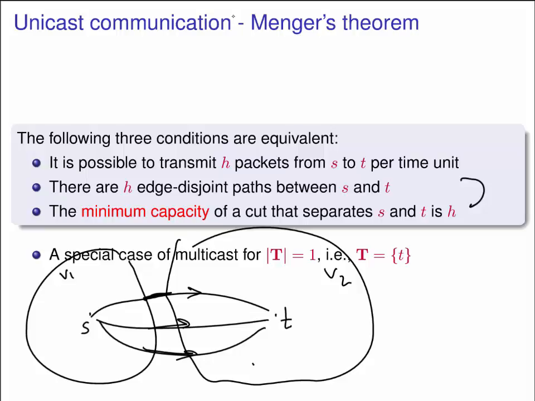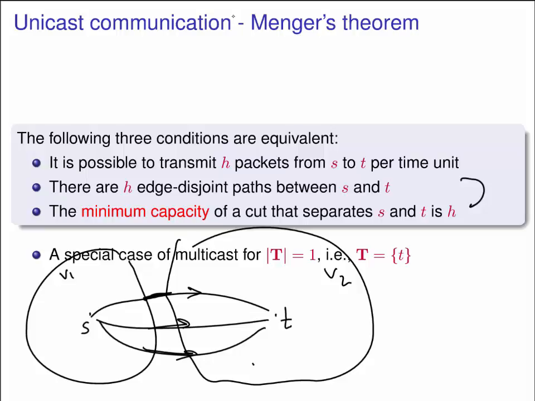So again, going in one direction is pretty obvious. If we have a network, and suppose we have S belongs to V1 and T belongs to V2. So any cut that separates... So the proof of this theorem in one direction is pretty obvious, right? It's easy to show that if we have H disjoint paths that connect S and T, then the minimum capacity of any cut that separates S and T is at least H.